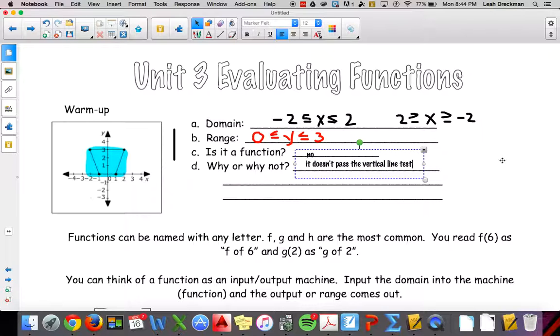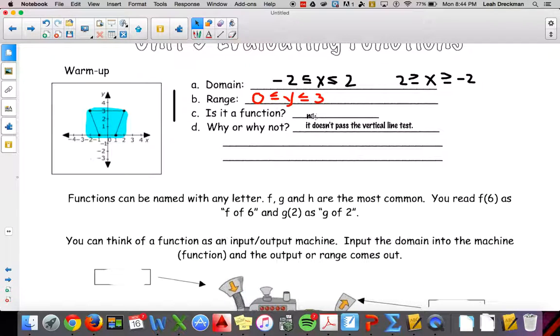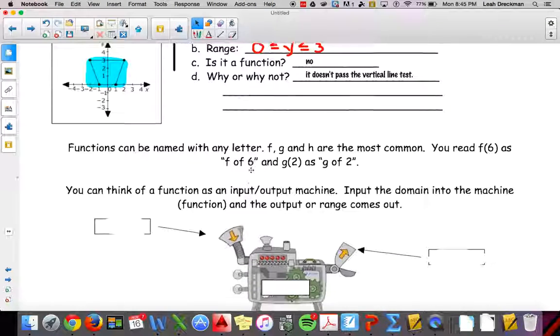And the vertical line test is just a quick way to check, if you have a graph, to see if it is a function or not. That graph cannot cross through a vertical line twice if you're going to call it a function.